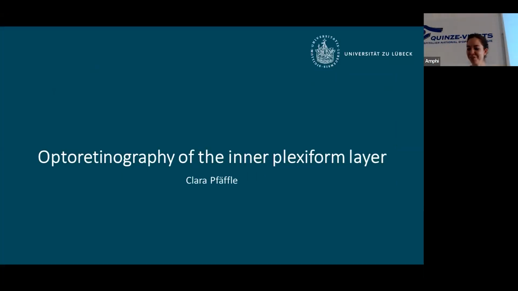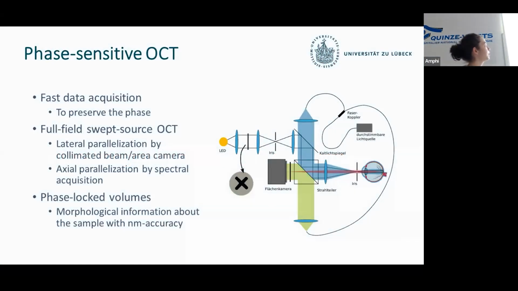Hi, I'm Clara Pfeffler from the University of Lübeck, and I'm going to present the results of our ophthalmoscopy research group about optoretinography in the inner plexiform layer. I'm going to start with a short introduction of the technique we are using, which is called phase-sensitive OCT. This basically means that we have to acquire our OCT data so fast that the phase of the backscattered light is not corrupted by any eye motion or measurement artifact.